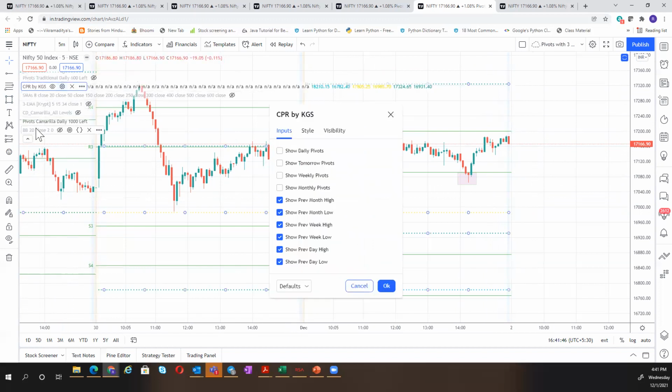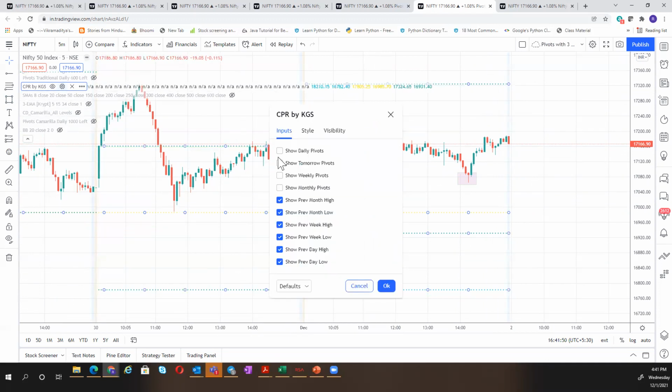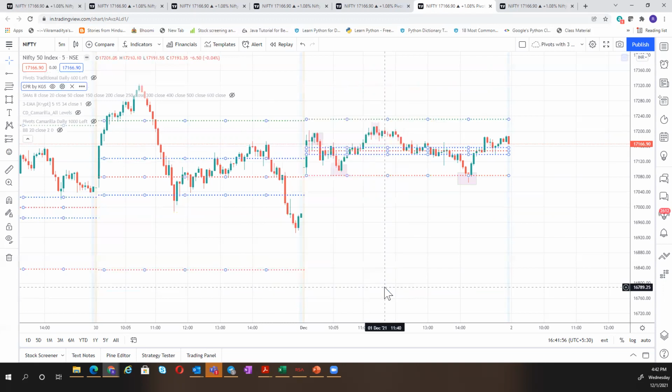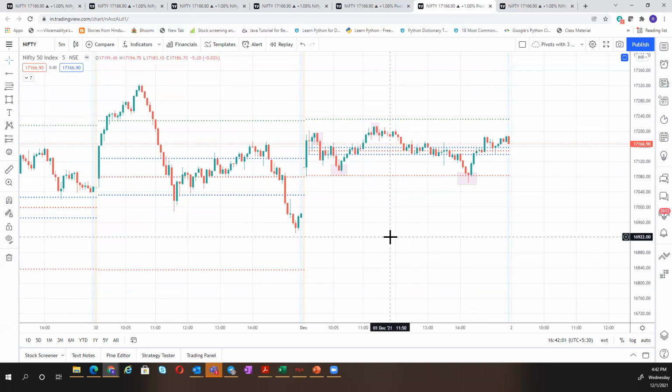So for tomorrow, what do we need? We don't need Camarilla pivots. I just need tomorrow's pivots. Because I'm an intraday trader, I'm not a positional trader, so I'm very particular about pivots and other stuff.